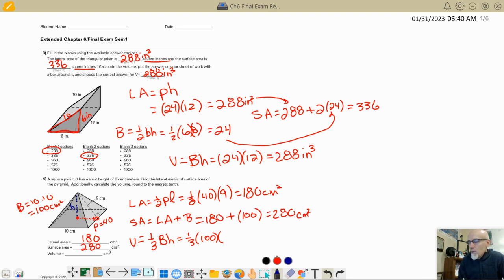So what do I need to do? Well, I need to get this little red dash segment right there. It's half of the 10 segment, so this part right here is 5. The hypotenuse is 9, and I need to know what the height is. So I'm going to go like this.